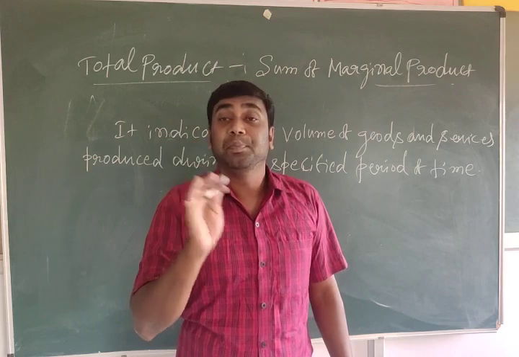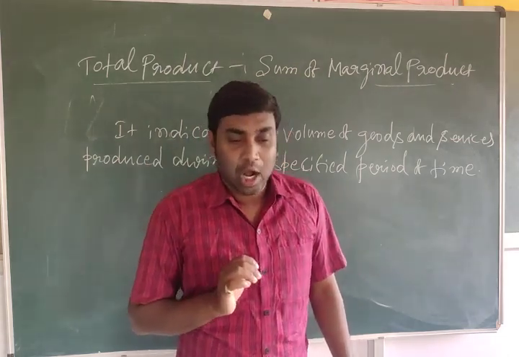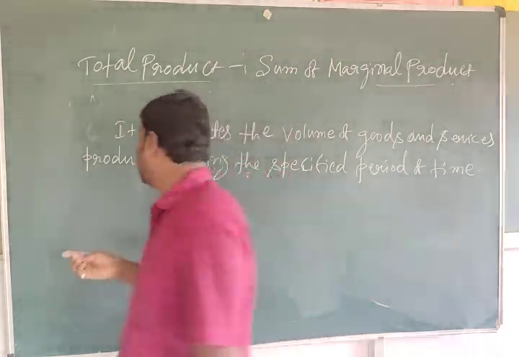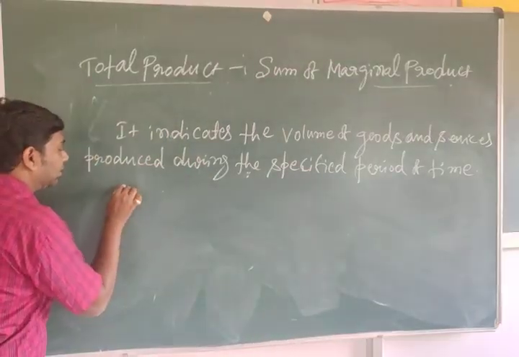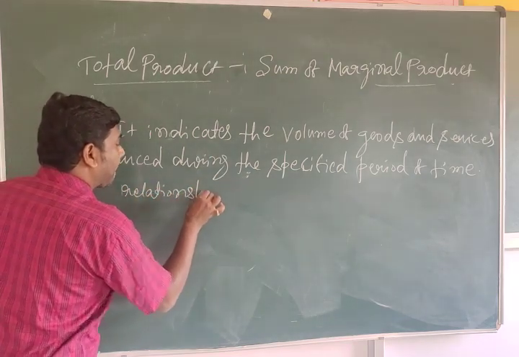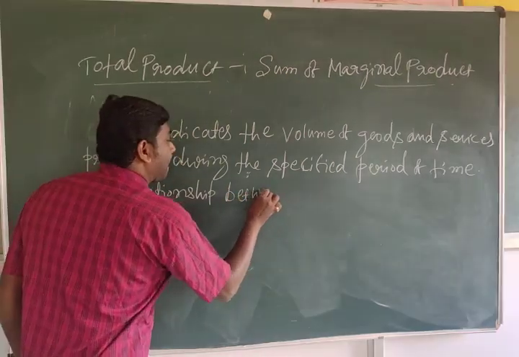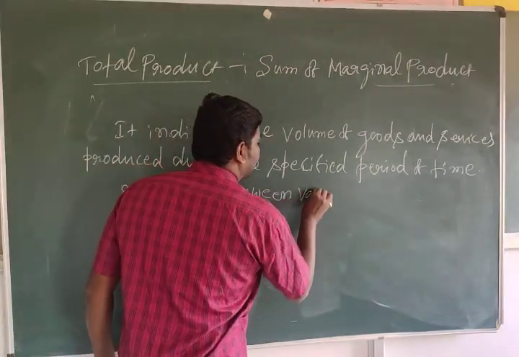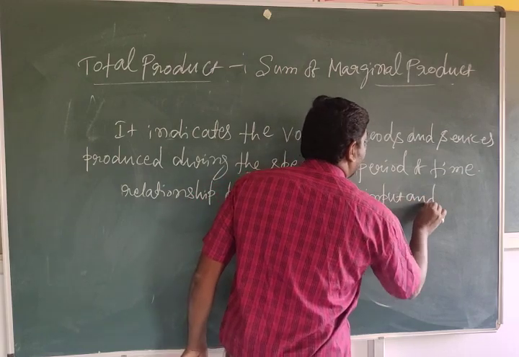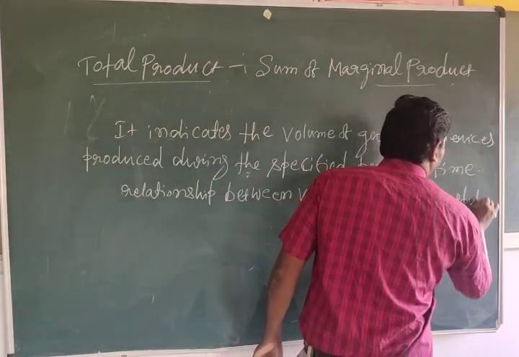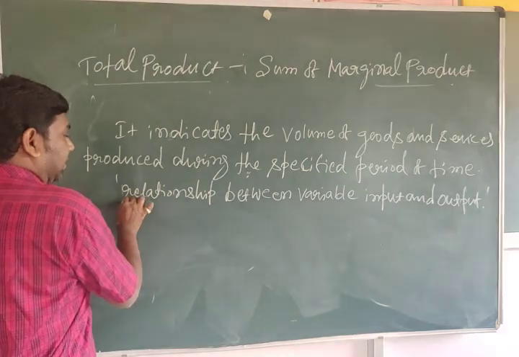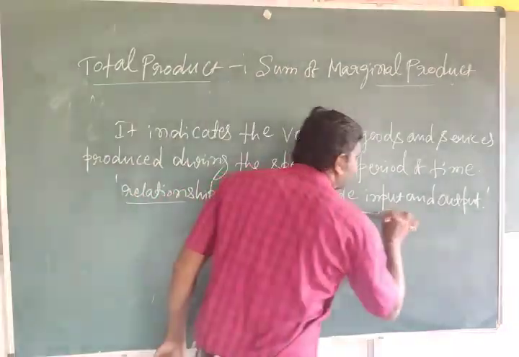Total product explains the relationship between input and output. For example, it explains the relationship between variable input and output. The total product explains the relationship between variable input and output.